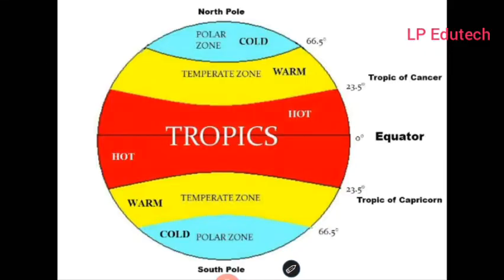So understand with the help of this figure as well. In red color lies the tropics, it is hot, and in the temperate zone indicated in yellow color it is warm, and the polar zone has the coldest temperature in the North Pole and the South Pole. So temperature affects a lot.